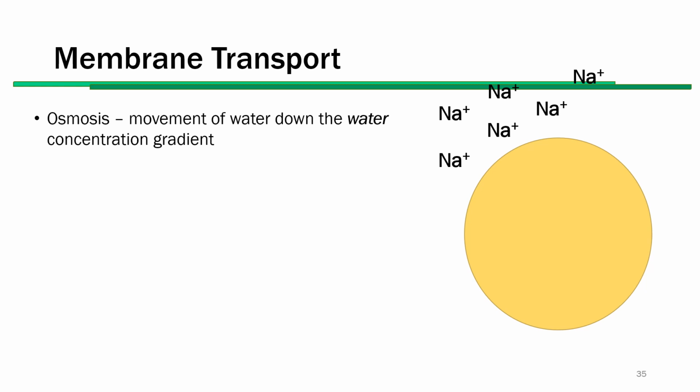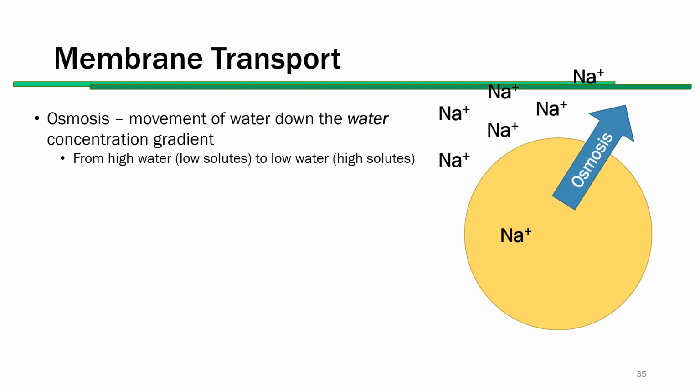Osmosis is the movement of water down the water concentration gradient. Water moves from high water, low solutes, to low water, high solutes. So in this example, there's more sodium outside the cell, and if that was the only thing impacting it, which it's not, but in this example, let's say that was the only thing impacting it, water is going to be drawn towards the sodium because there's more water in this example inside the cell than outside, so it's going to be drawn out. Now, in reality, there's a lot of potassium inside the cell.